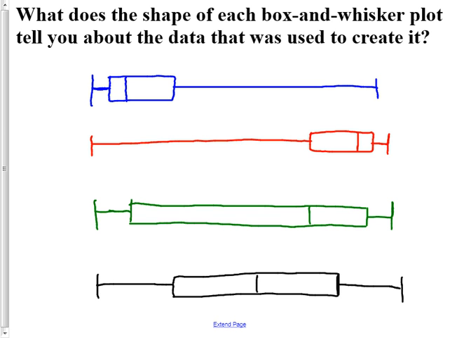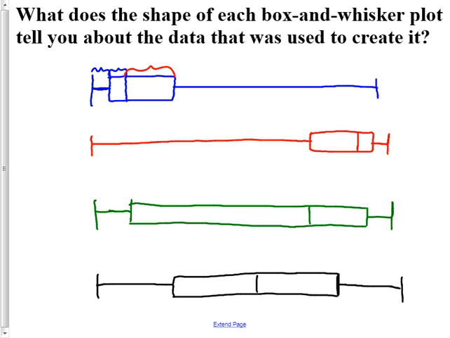This blue one, for example, because the first whisker is so small, we can tell that the first fourth of the data was really, really close together. The next fourth of the data was also really, really close together. So those two sections together represent the lower half of the data. It was really close together. The other two sections represent the upper half of the data.